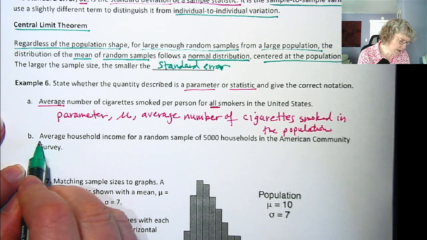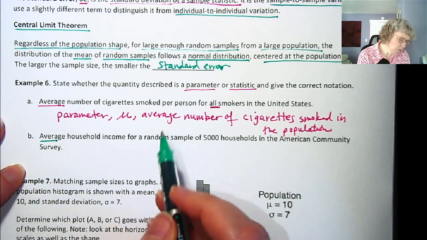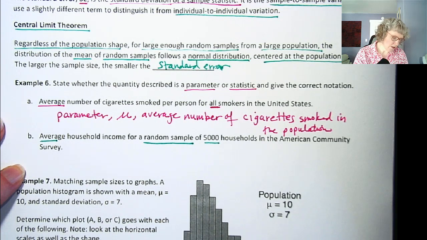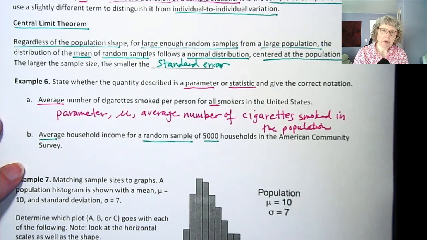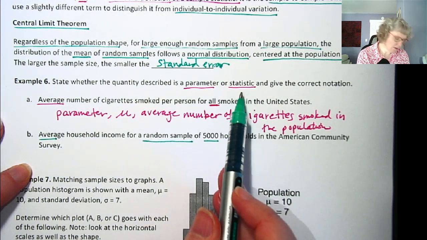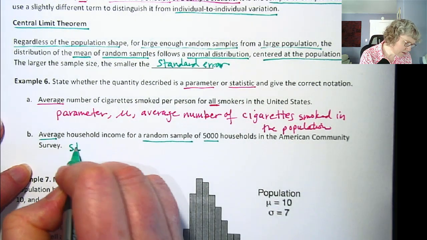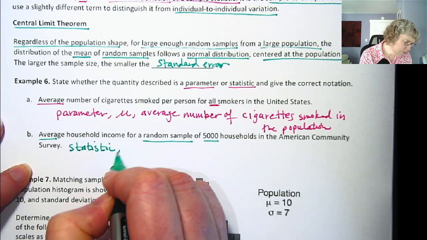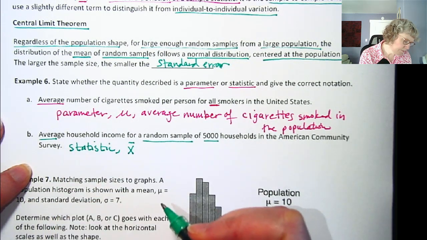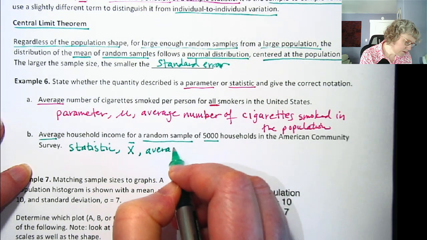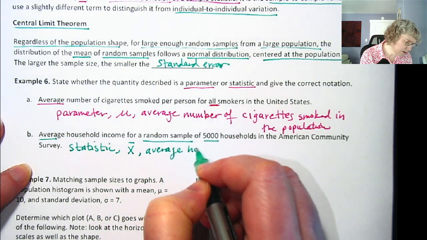Average, so we've got average again: household income for a random sample of 5,000 households in the American Community Survey. This one is telling us it's a sample, so that means we have a statistic. The statistic would be X bar, average household income.